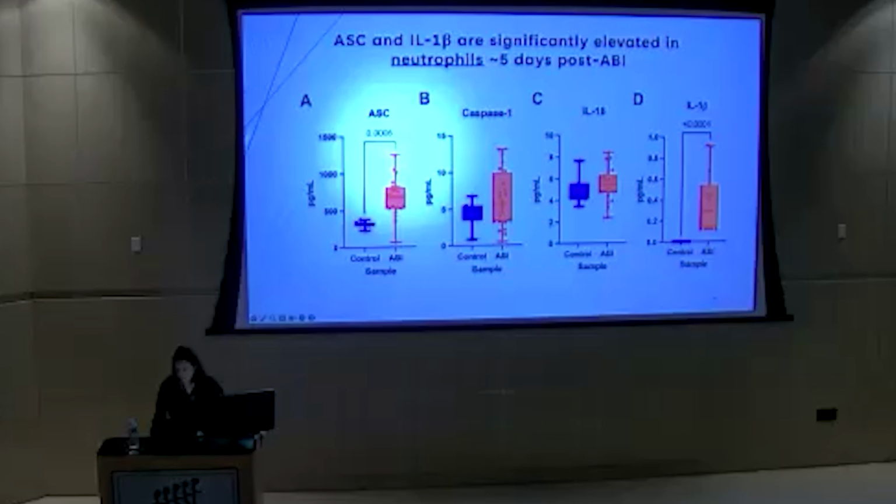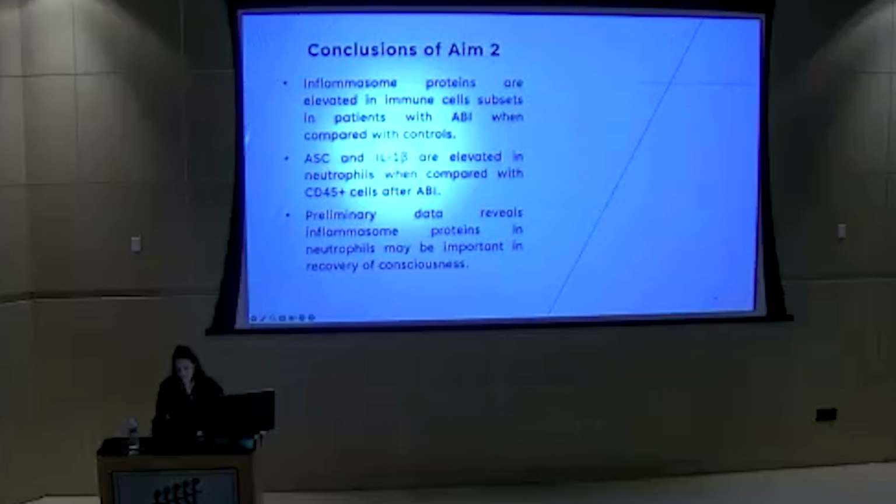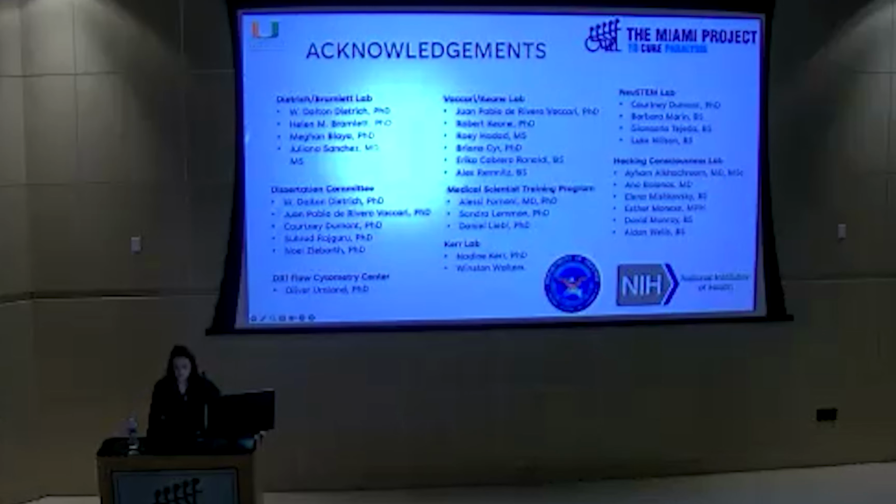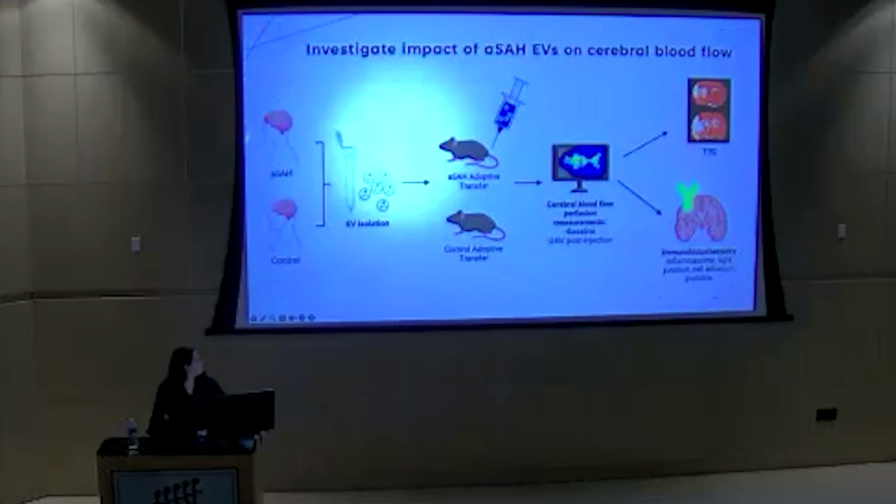That was something I wanted to show. I've been working with Nadine. Let me unhide those slides. One thing we really want to look at is the mechanism behind EVs contributing to outcomes in these patients. We isolated EVs using size exclusion chromatography columns, and we did an adoptive transfer into healthy mice. We took EVs from patients with aneurysmal subarachnoid hemorrhage and from healthy patients, injected them into mice, and then measured cerebral blood flow at baseline and 24 hours post-injection.